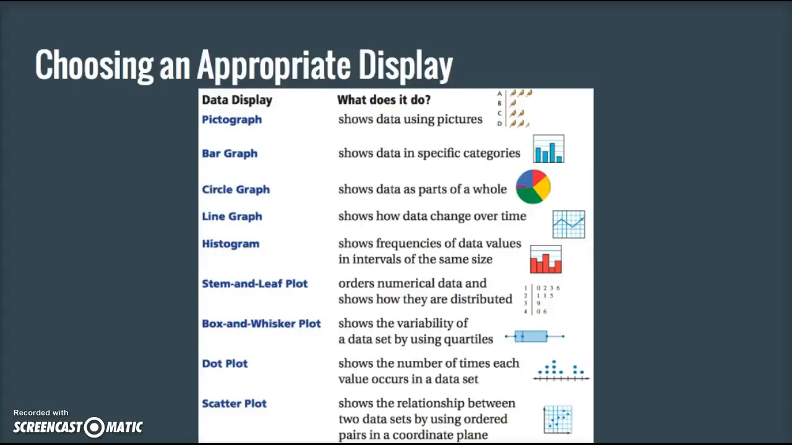Okay, so now that you have that table written down, we're going to look at some examples and how you know when to use each one. And then we're going to look at different types of graphs and explain how they may be misleading, how they're not really the best show of that data.